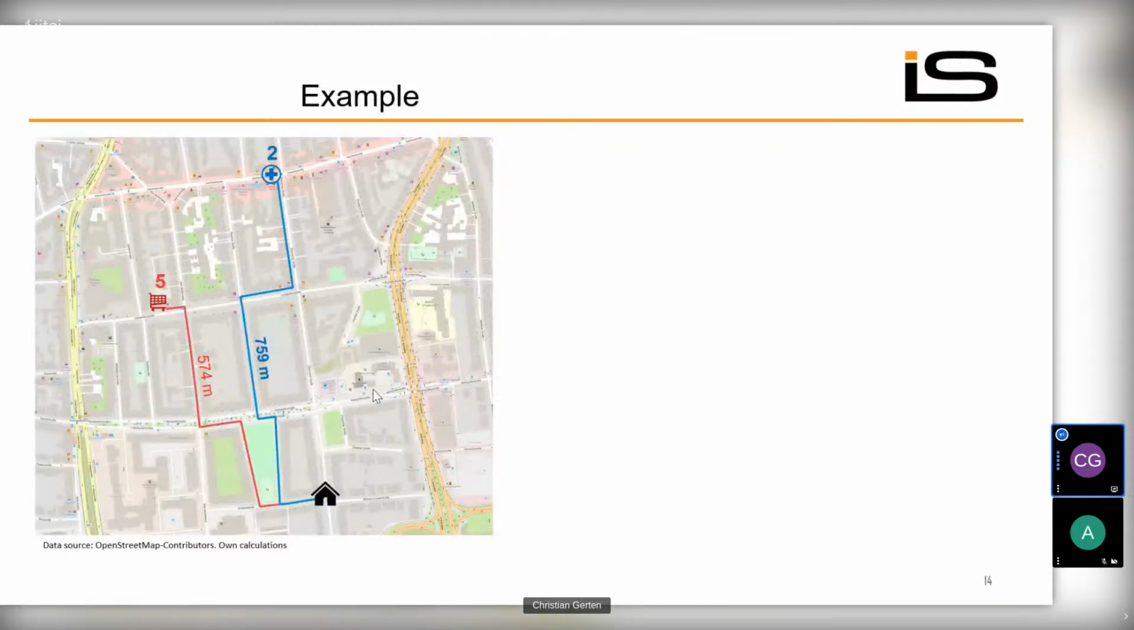To make it more clear, I give a short example here with two infrastructures. We have first a supermarket here in red with a weighting of 5. So we weight this infrastructure with 5 points as it is very important and everybody needs it 2 or 3 times a week. Here we have a distance, or the shortest distance to the supermarket is 574 meters.